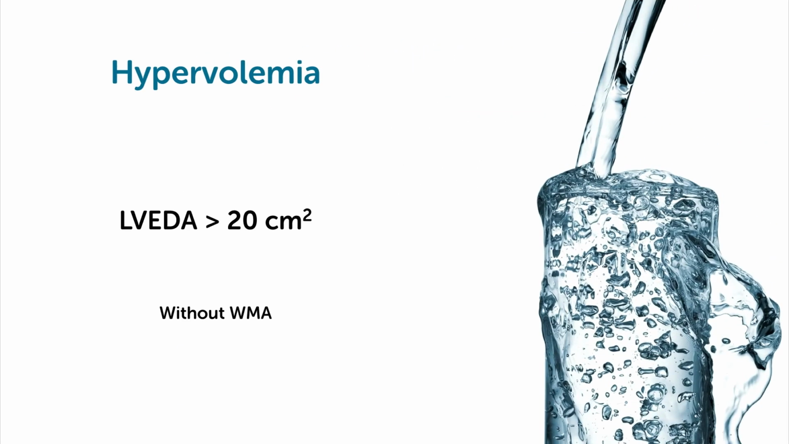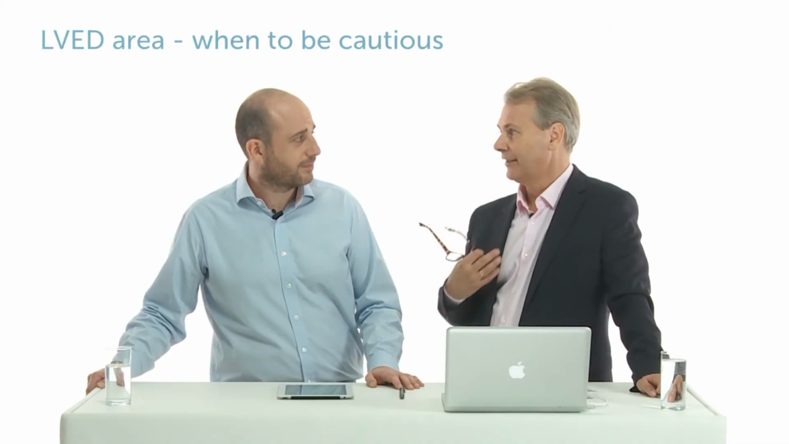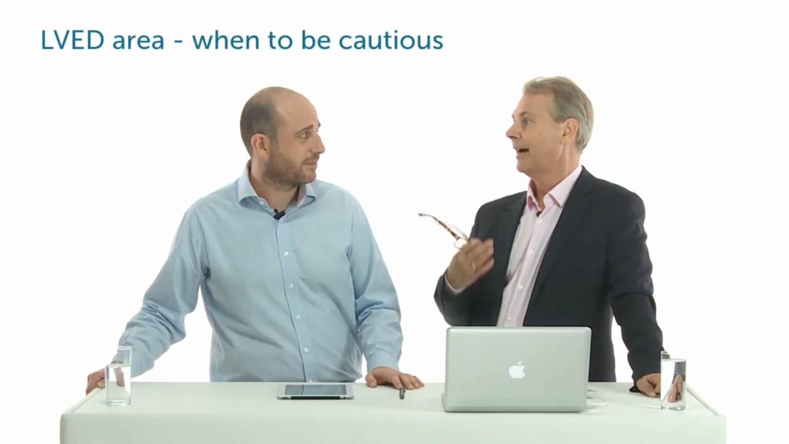And what about hypervolemia? Yeah, Thomas, it is possible to calculate it with the left ventricular end diastolic area, and we know that values bigger than 20 square centimeter indicate hypervolemia. But are these area measurements really reliable? Because I have patients who are, for example, hypertensive with very small ventricles. Even if they have enough fluids, the ventricle cannot expand. So do you trust these parameters?